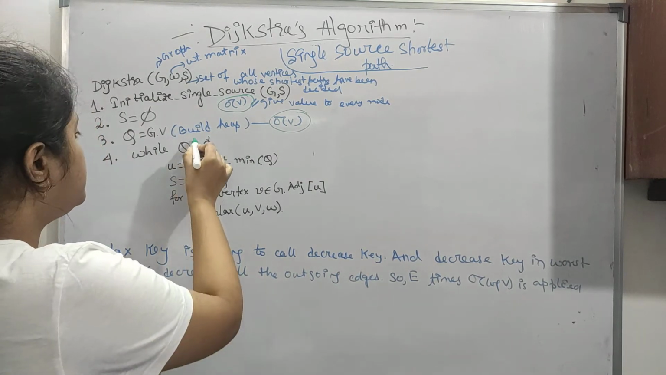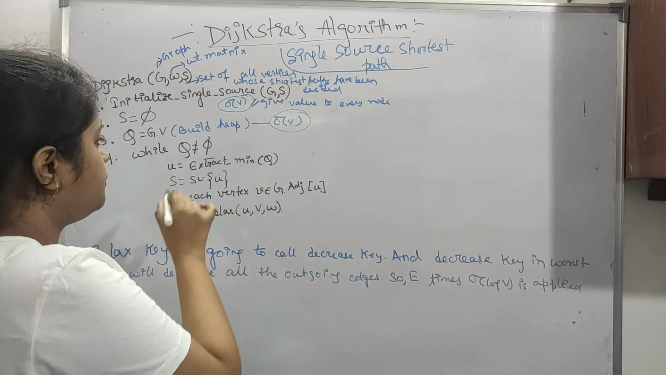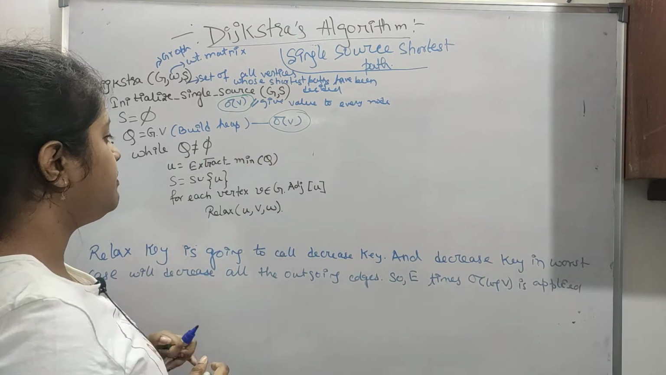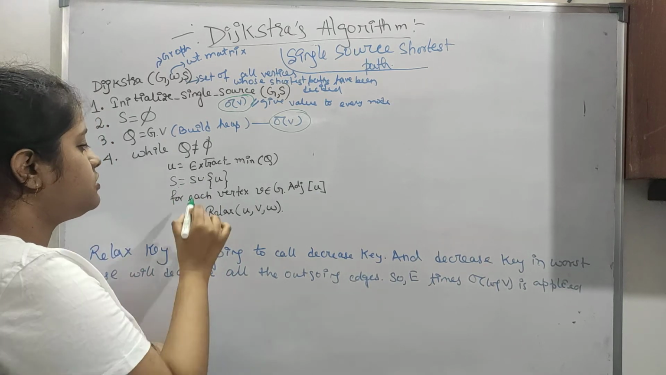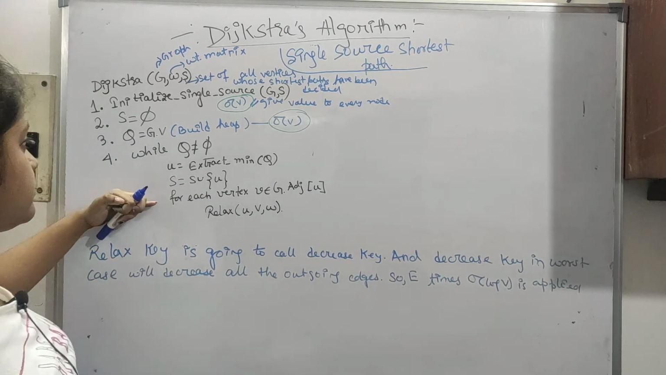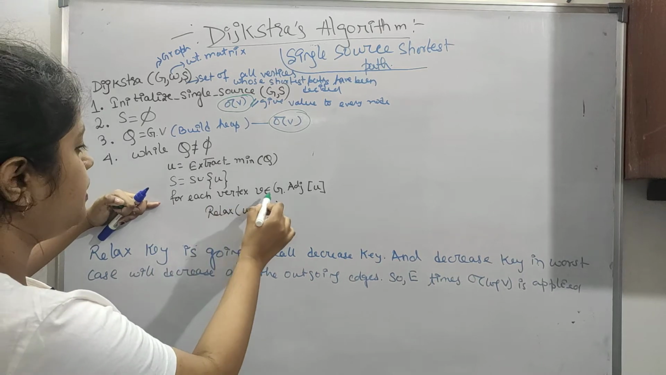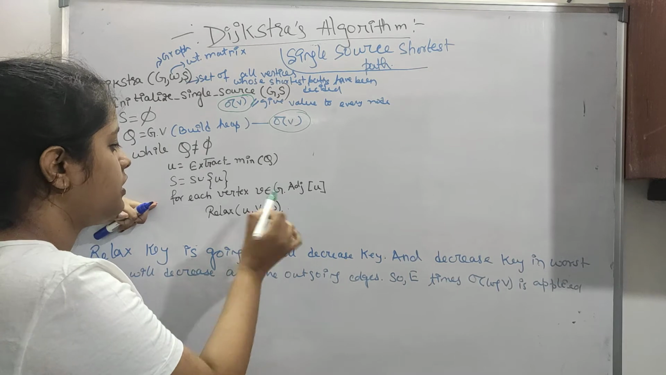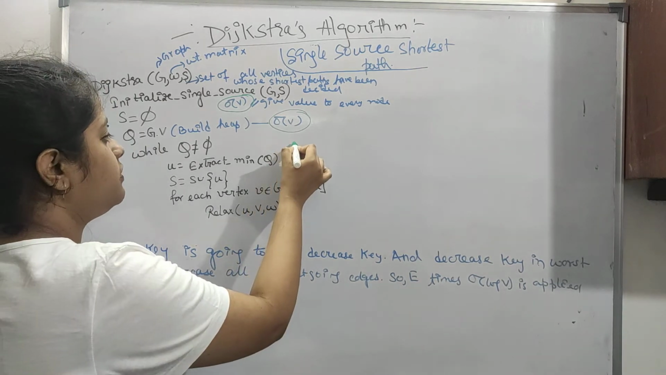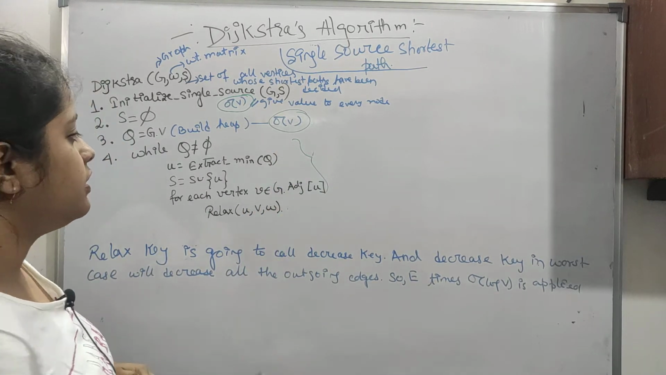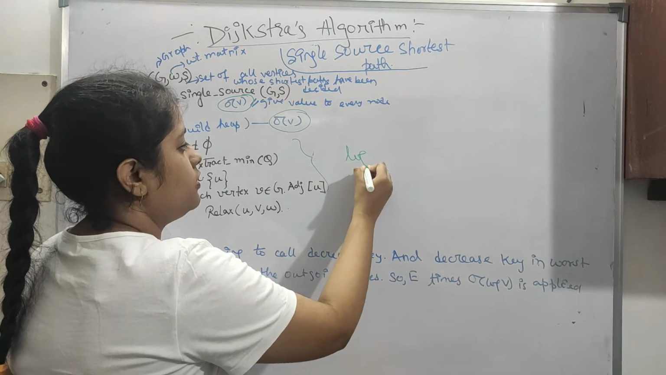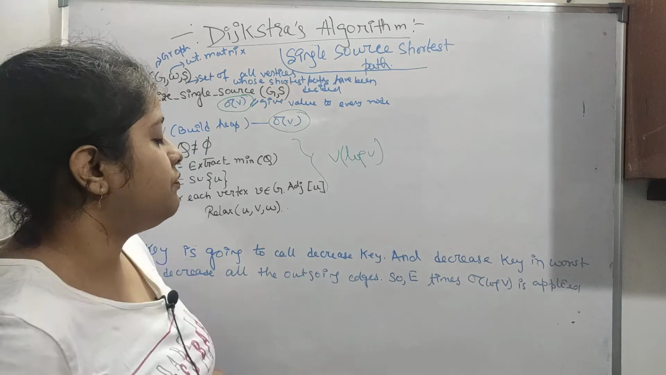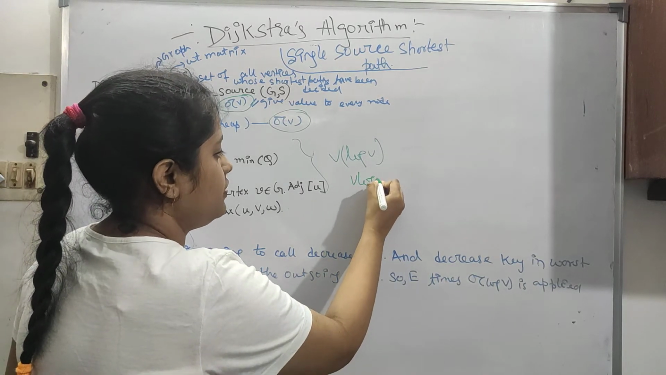Now while Q is not empty, we extract min. We are extracting the minimum element, and now S equals S union U. Then for each vertex V which is adjacent to U, relax this. Extract min takes what? Log of V. So for V times it will take V log V.